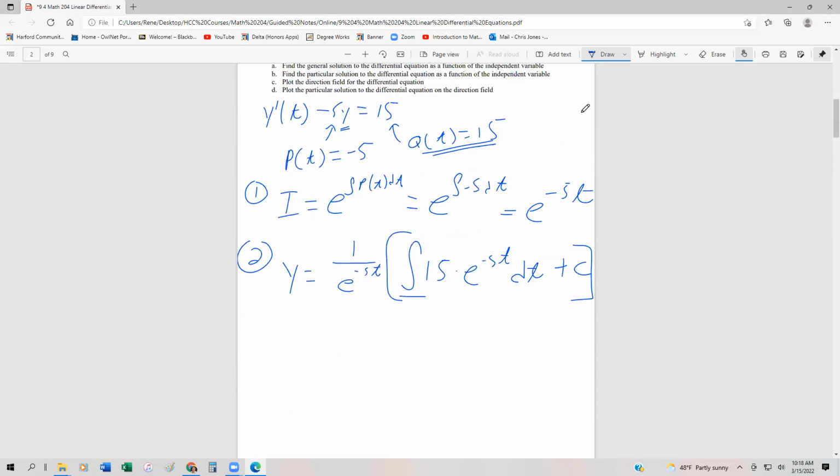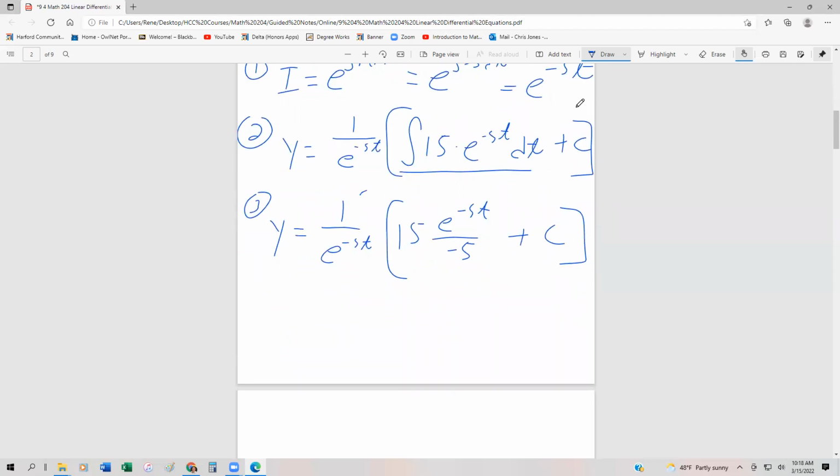Now we just integrate this. Okay, so step 3, we integrate. So y is going to be equal to 1 over e to the minus 5t. When we integrate this, we are going to go from the reverse chain rule. So we're going to divide by -5. So this is going to be 15e to the minus 5t over minus 5 plus c.